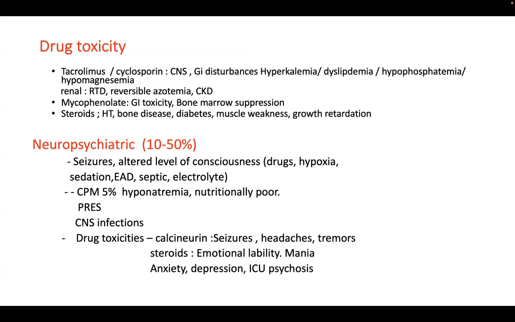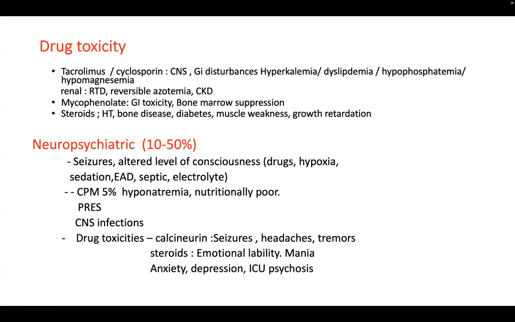So lastly, the neuropsychiatric problems are a major issue post-liver transplantation. The incidence is as high as 50%. You can have a wide variety of neurological and neuropsychiatric issues post-transplant. They can be seizures, varying degrees of delirium, and altered levels of consciousness. These can, of course, be multifactorial.